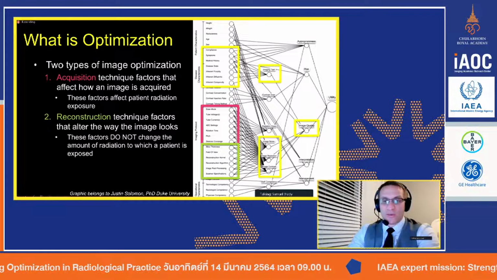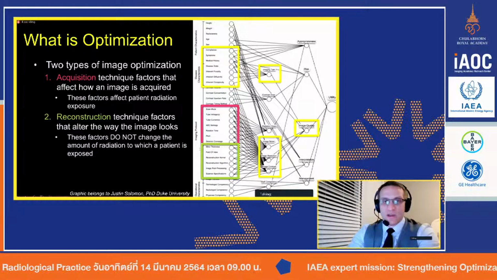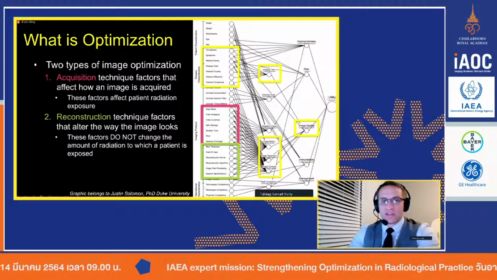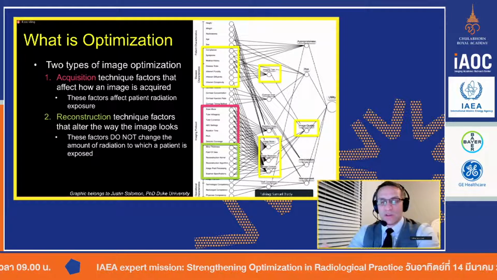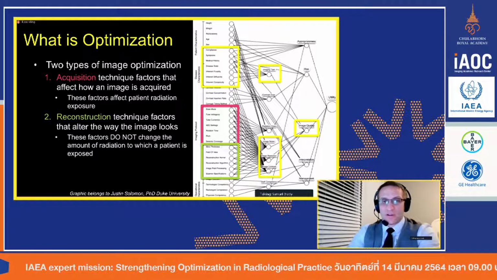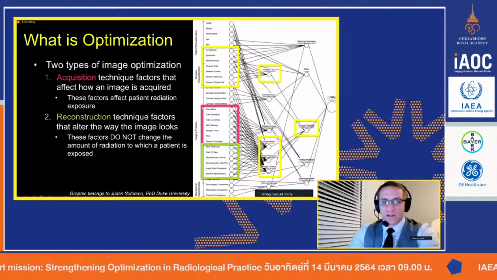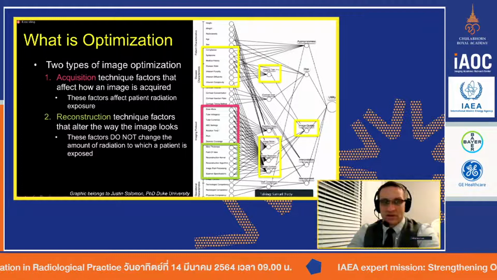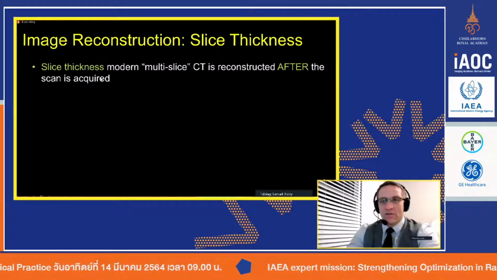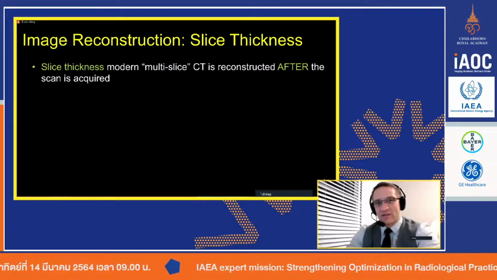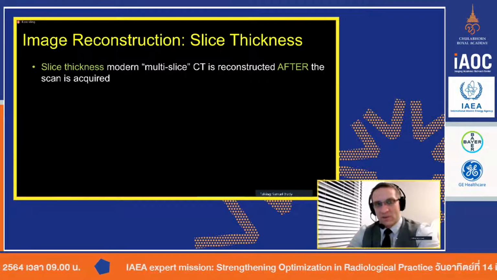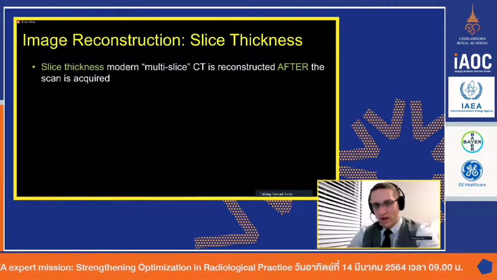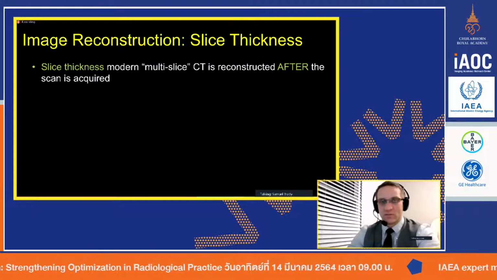And then there are other reconstruction technique factors that will not inherently change the amount of radiation that we use when we image our patients. So there are acquisition factors that we need to optimize, and reconstruction technique factors, shown in these two boxes. So let's talk a little bit about the technique factors that are based in reconstruction that do not necessarily directly affect the way we use radiation.